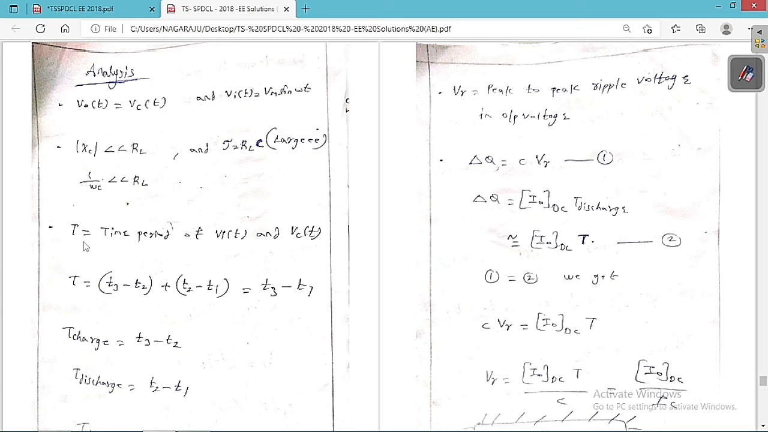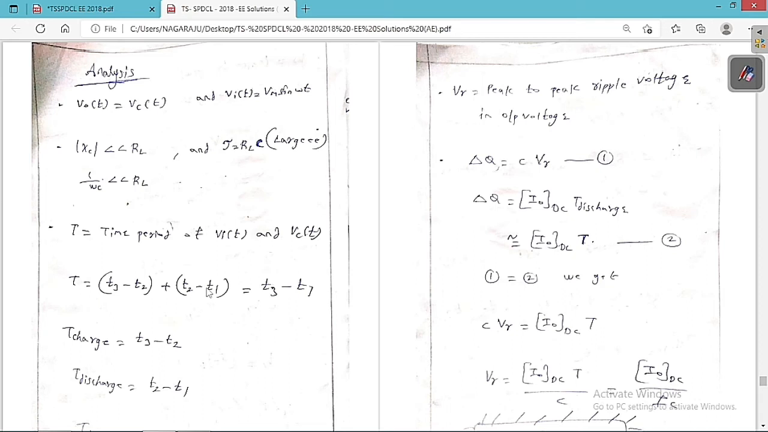I have already told you T is the same for both the input voltage and the output voltage. Then total time T is equal to T3 minus T2 plus T2 minus T1, which is equal to T3 minus T1. T3 minus T2 is where the diode is on, meaning the capacitor is charging, so it is the charging time. T2 minus T1 is where the diode is off.